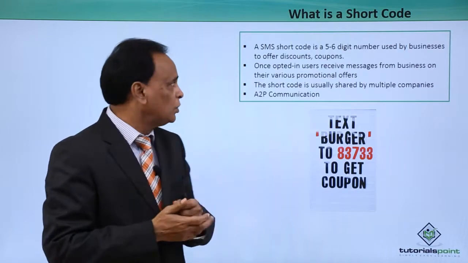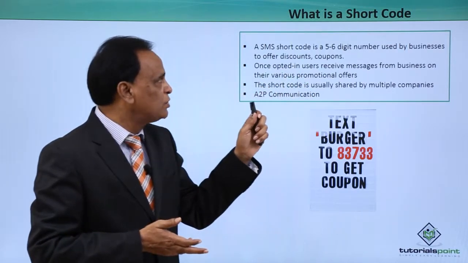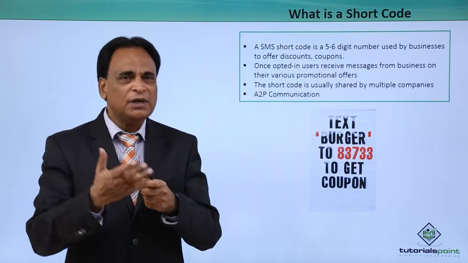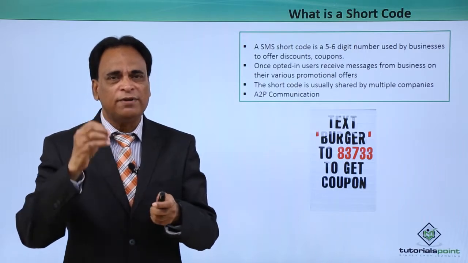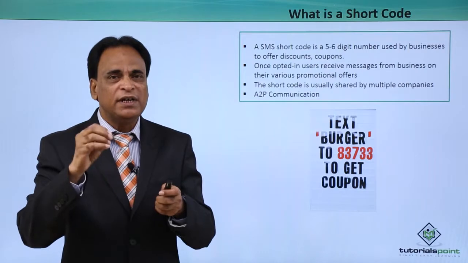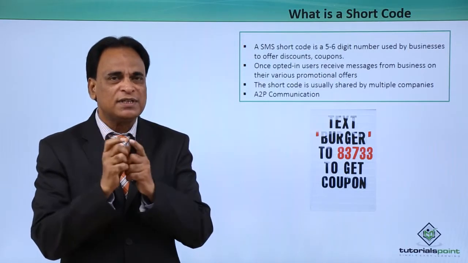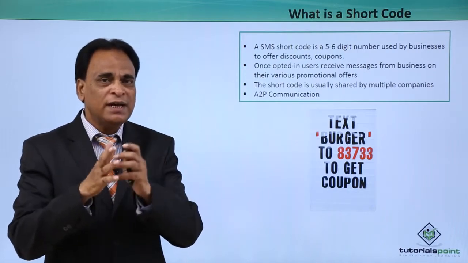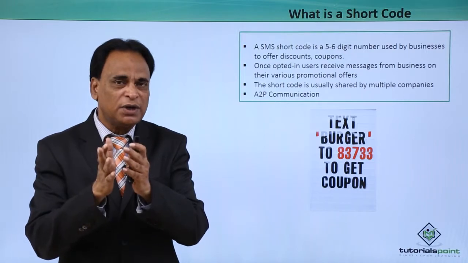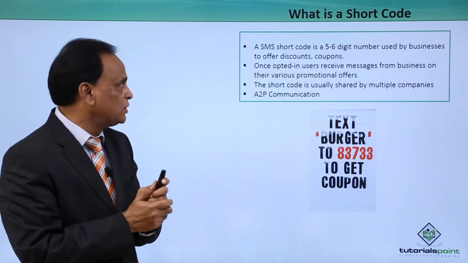What is a short code? A short SMS code is a 5 to 6 digit number used by businesses to offer discounts and coupons. If a particular company is interested in offering discounts and coupons to their subscribers, they use this number of about 5 to 6 digits to request people to send them an SMS to this particular number so that they can offer the discounts and the offers to them.